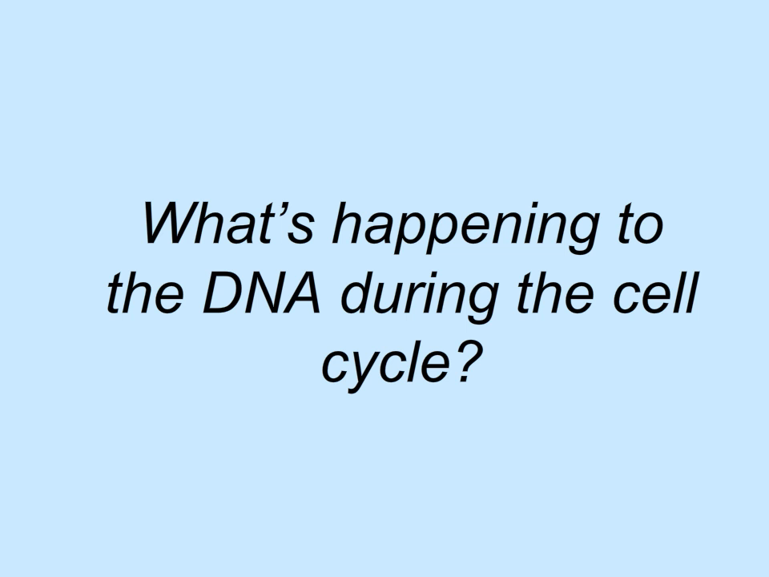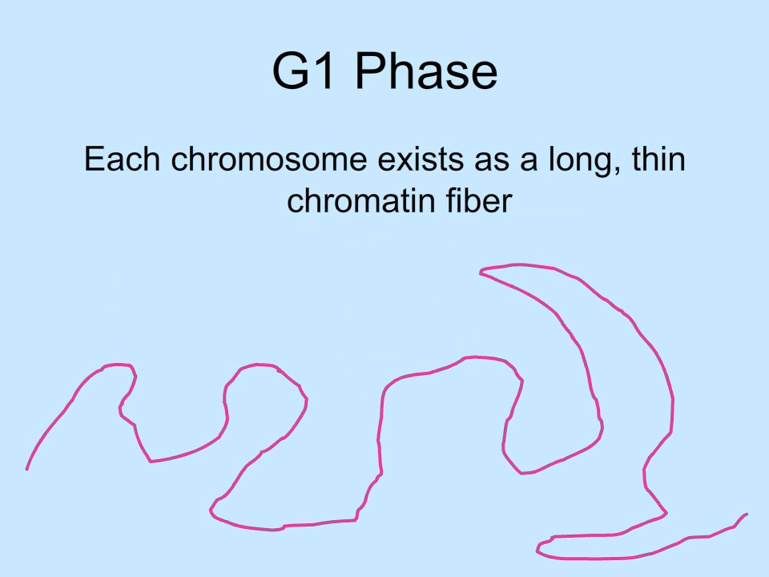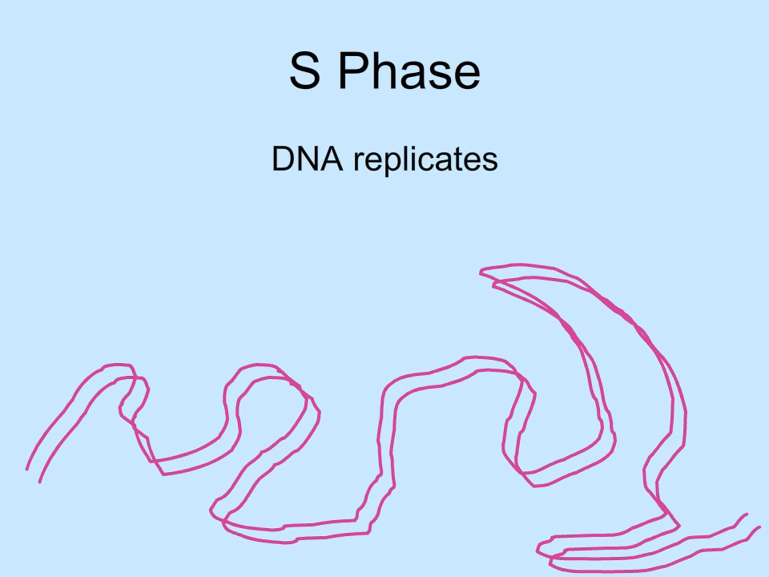So what's happening to the DNA at each of these different stages? During G1, the chromosomes exist as chromatin, which, as you remember, is packaged with many different types of proteins. In human cells, there would be 46 of these separate chromatin fibers. In the S phase, the chromosomes replicate.